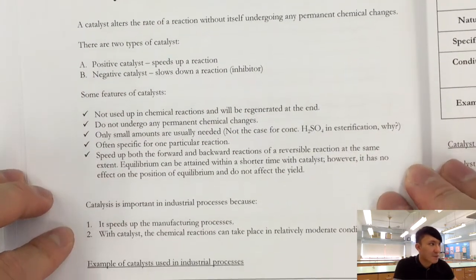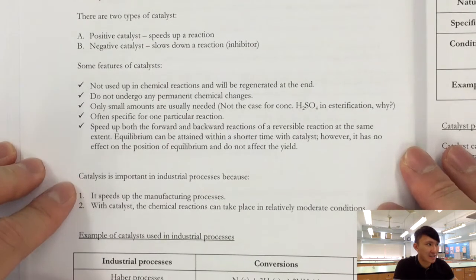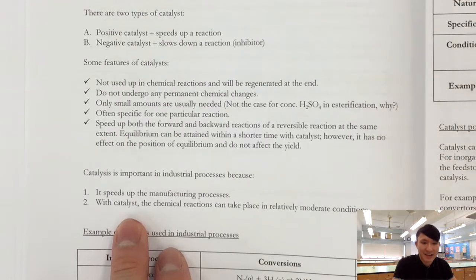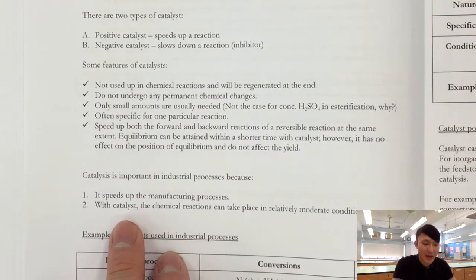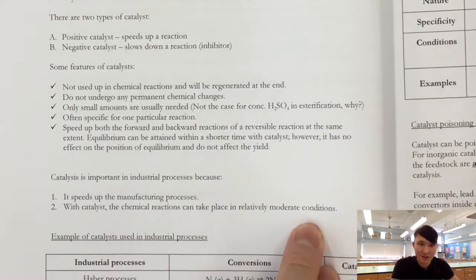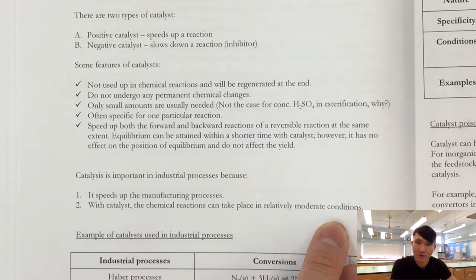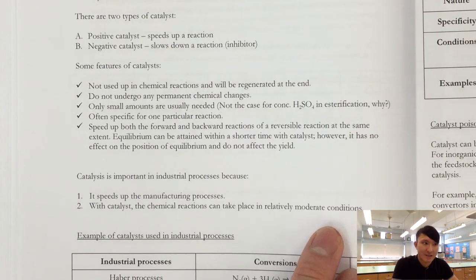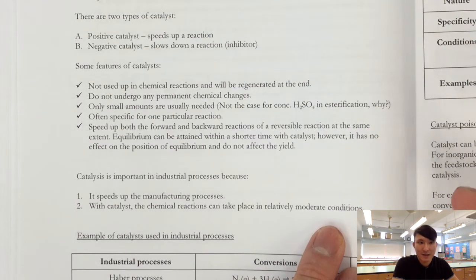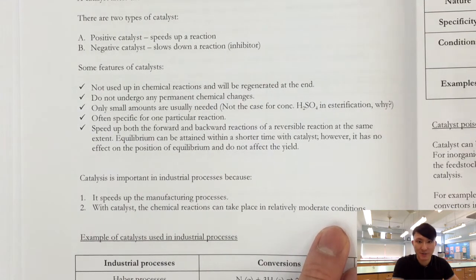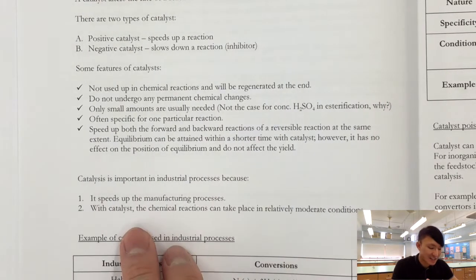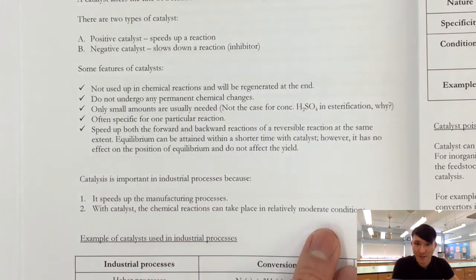Now, down here, like I said, catalysis is important because it can speed up the manufacturing process, and also because the catalyst is able to speed up the reaction, so we don't have to use extreme conditions. Because without the catalyst, if we want the reaction to be fast, all we can do is to increase the temperature or increase the pressure. But increasing both the temperature and pressure means we are using extreme conditions. And operating reactions under extreme conditions are both costly as well as dangerous. But that's why using catalysts can avoid the use of such extreme conditions.